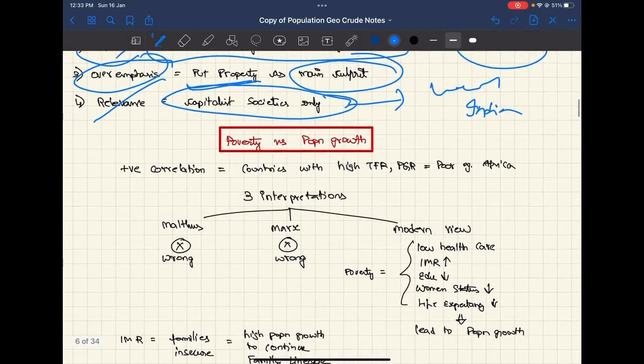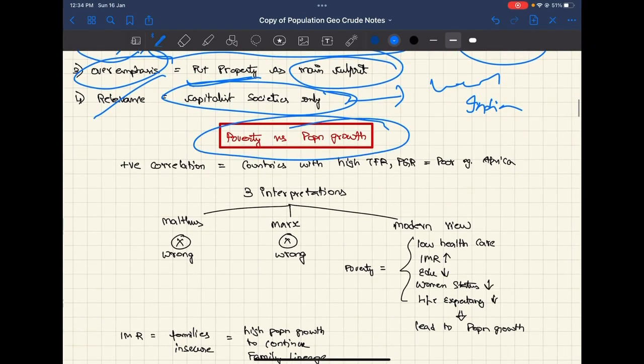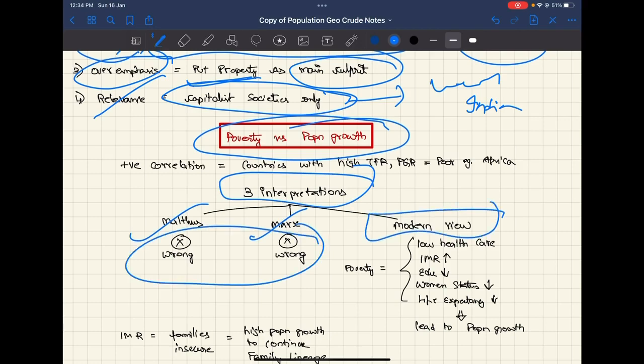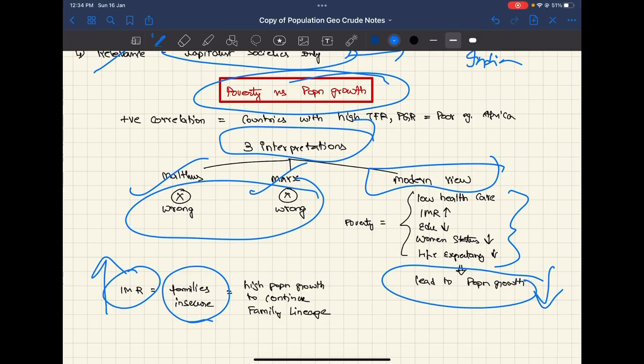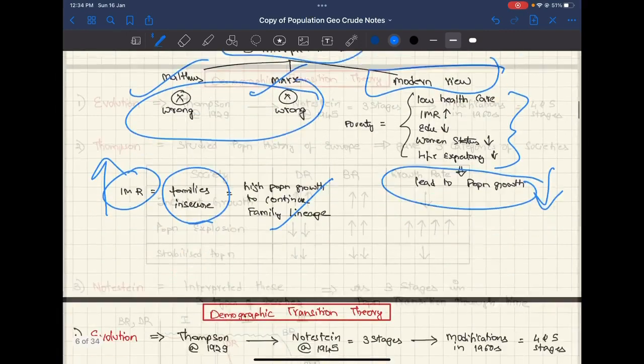So, population growth versus poverty. There are three interpretations. Malthus and Marx, we have seen, both of them are wrong. The modern view is that you have to improve the social indicators so that the population growth will reduce. For example, if the IMR is high, families will feel insecure and they will increase their fertility.